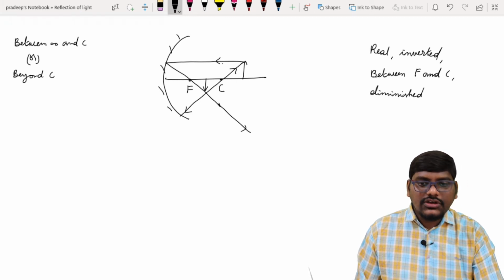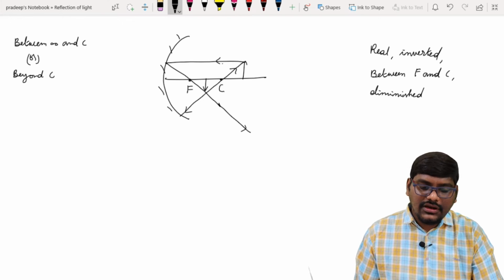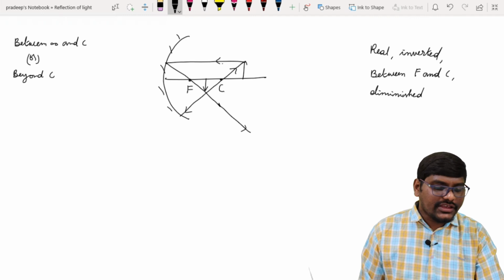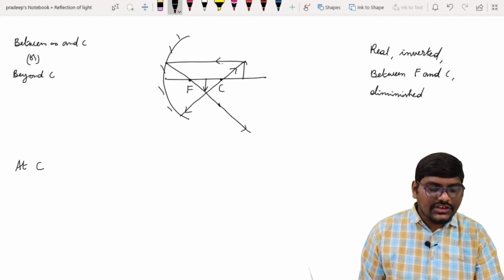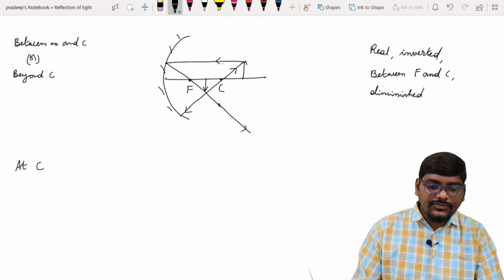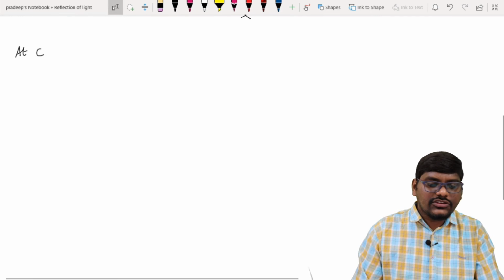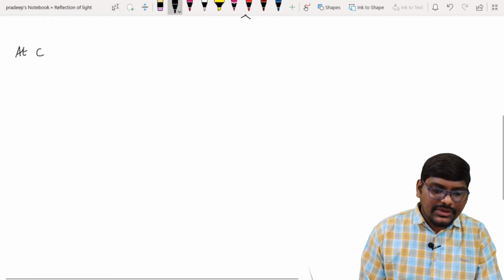So now these are all the things for this one. Alright, so that was the second case. Let's see the third case, where the image is forming at C. This also we'll try to understand more clearly. So this is the third case, that is, we are keeping the object at C.